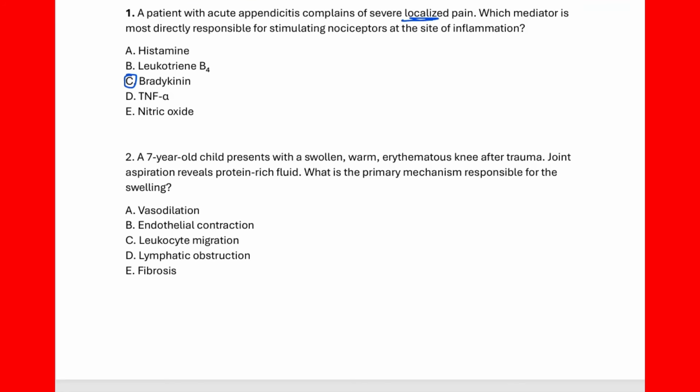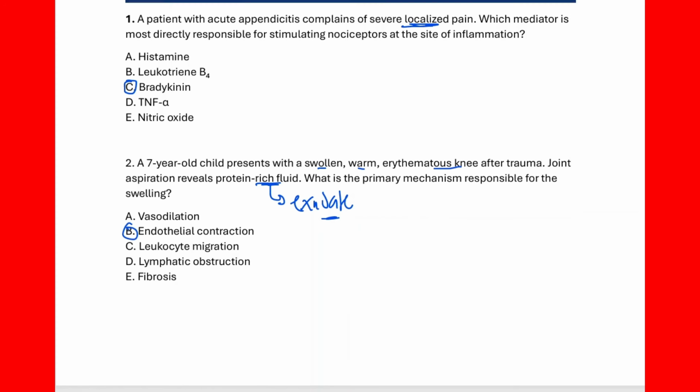The next one is a 7-year-old child who presents with a swollen, warm, erythematous knee after a trauma. Joint aspiration reveals protein-rich fluid. Remember, we said that protein-rich fluids are exudates. What is the primary mechanism responsible for this swelling? Like we mentioned earlier, release of histamine is going to cause endothelial contraction. And by causing endothelial contraction, that opens the space between the endothelial cells, and that allows those protein-rich fluid and the leukocytes to leave the blood vessel to go to the site of injury. So the best answer there would be endothelial contraction.